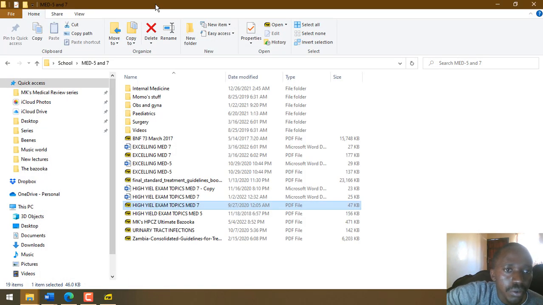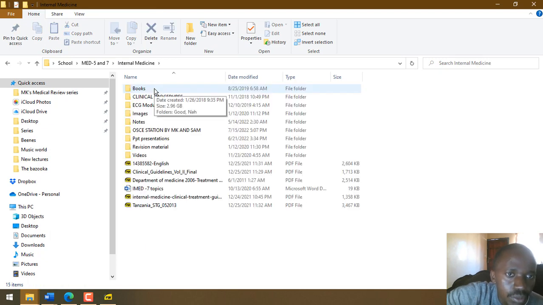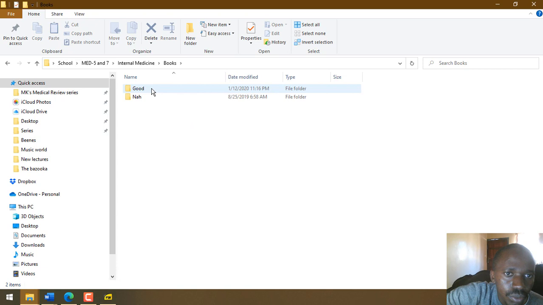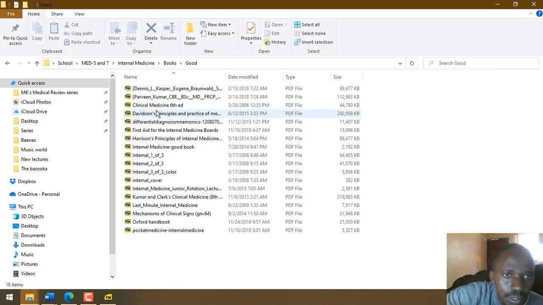Let's go now into our folder, our research material. So the books, as you can see, they have a bunch of books. The first book that I usually love to open is Kumar and Clark.